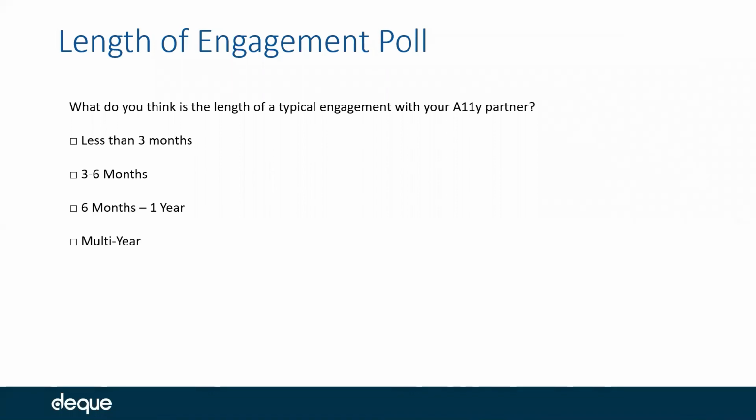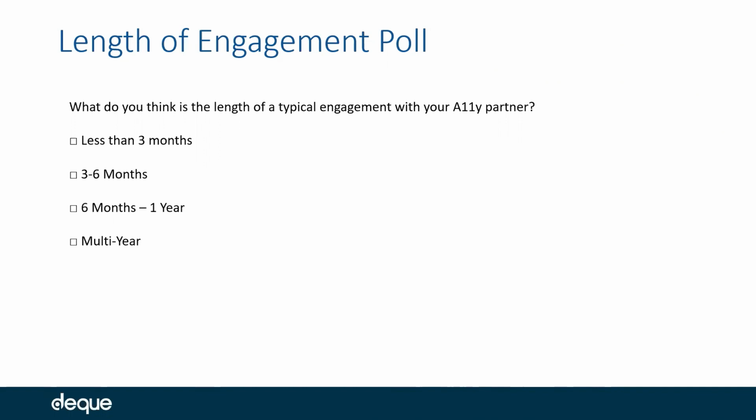Yep, looks like 70% of people have voted, so I'm going to go ahead and end the poll and share the results. So it looks like, go ahead, Sachin. So it looks like less than 2% of people think the typical engagement is less than 3 months, 3 to 6 months about 13%, 6 months to a year 21%, and multi-year is 65%, overwhelming success on multi-year engagements, which is great. Thank you so much for responding to the poll.